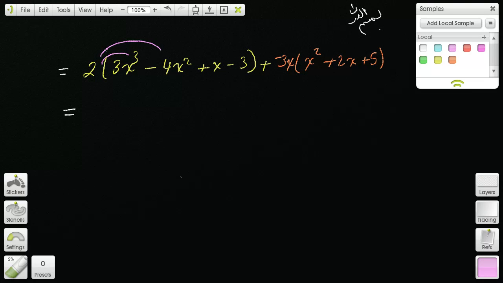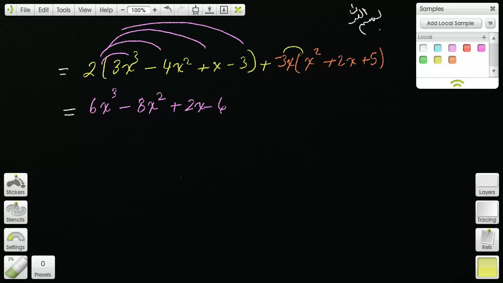So the first thing is, of course, we distribute the 2 here. Then we'll get 6x cubed minus 8x squared plus 2x minus 6. And here we'll distribute negative 3, okay? Then you get minus 3x cubed minus 6x squared minus 15x, correct?